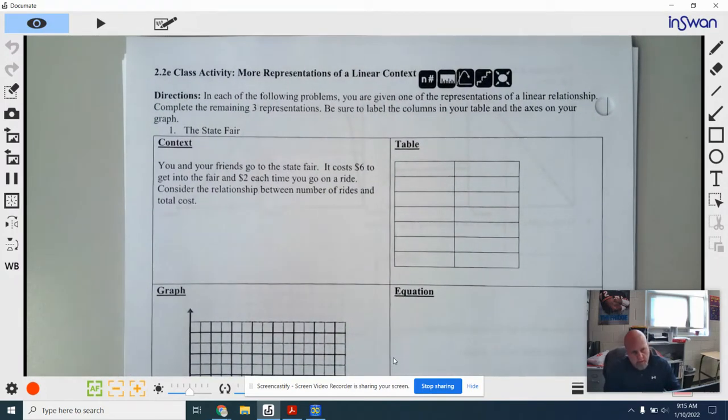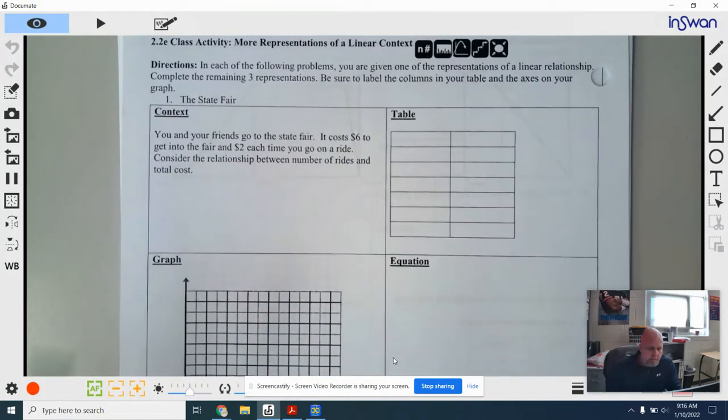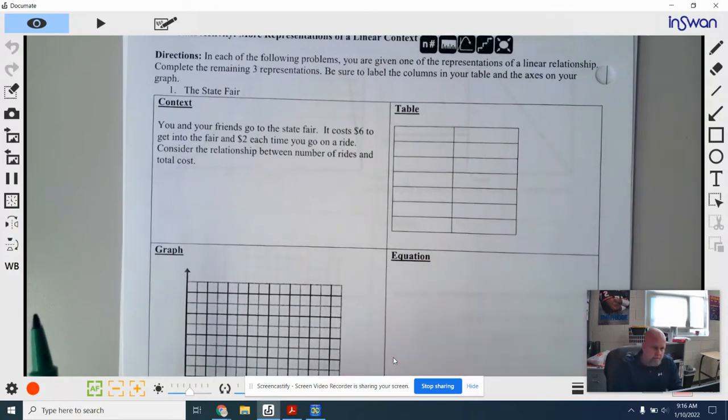Maybe they give us a story. Well, then we need to make a table for that, make a graph, come up with an equation. Or maybe they give us a table, we come up with a graph, and so forth. So let's start with the context.